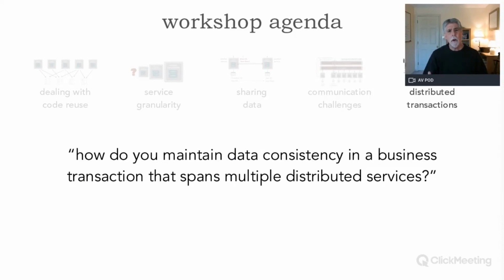And then finally, we'll take a look at distributed transactions. And this is going to answer the question, how do you maintain data consistency in a business transaction that spans multiple distributed services? And this topic, unfortunately, could easily consume an entire 3-hour workshop. However, what we'll focus on are things called sagas, how to tie business transactions together.